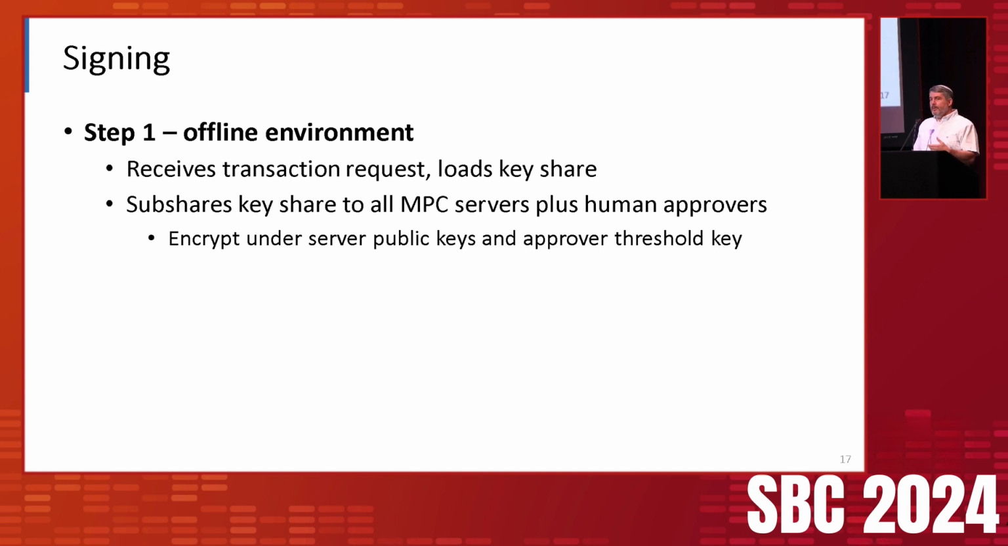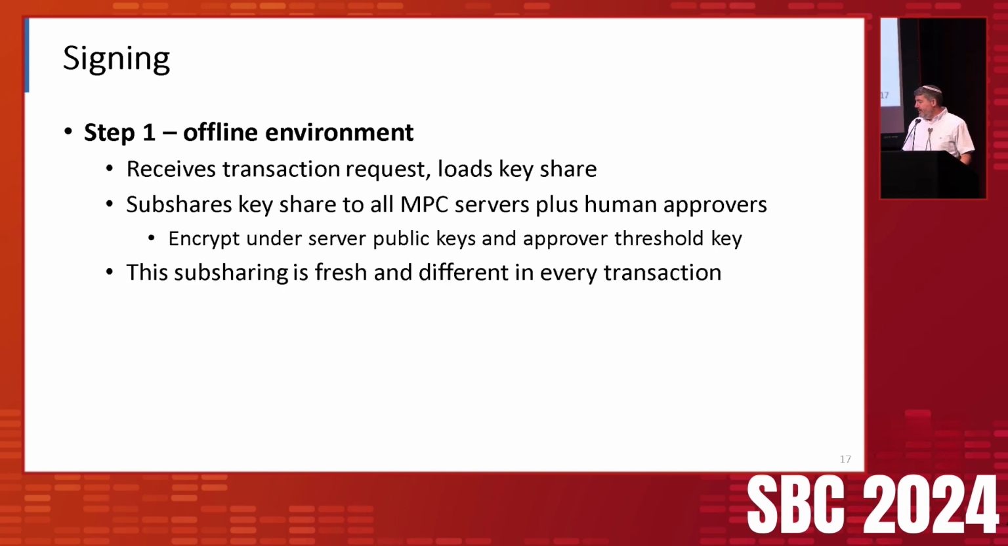And these are then encrypted under each recipient's key, again, the public key for each MPC online server, and the threshold encryption key for the human approvers. And this sub-sharing is fresh and different in each transaction. That means that as long as one of the entities later is honest and they erase their sub-share, the other sub-shares will be just complete garbage and meaningless, and we don't care if they remain in the system because they don't, information theoretically, even hold enough information to be able to do anything.